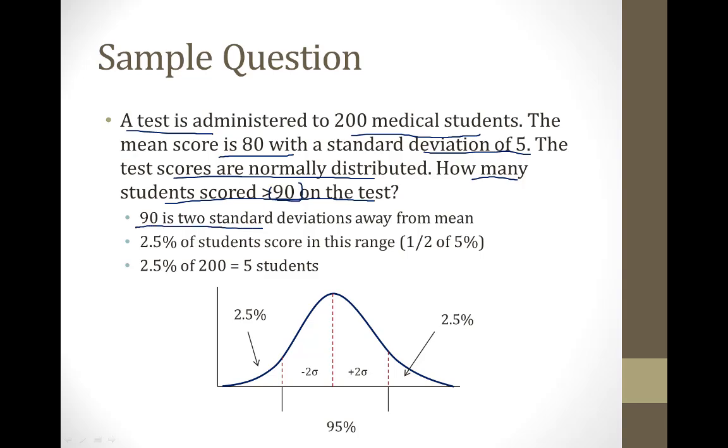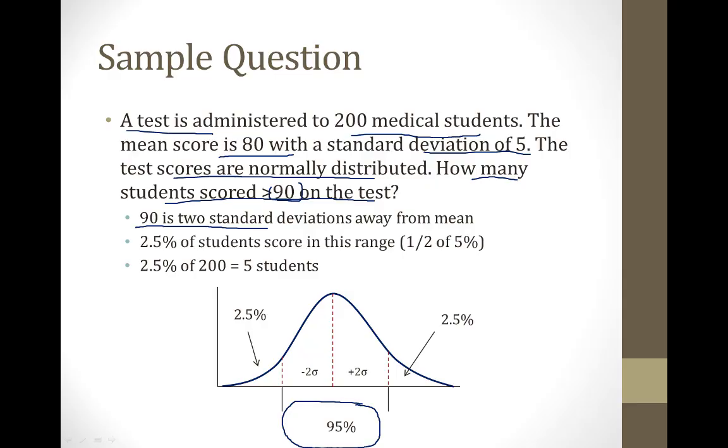And 90 is 2 standard deviations away from the mean. The standard deviation is 5. 90 is 10 points away from that, so that's 2 standard deviations. So we know that plus or minus 2 standard deviations is 95% of the data. I've shown that down here on a picture.